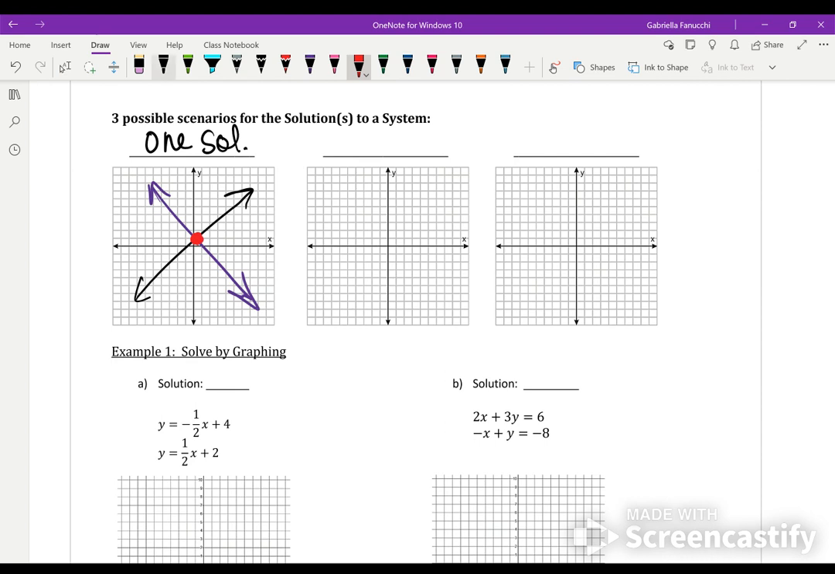The next type is there is no solution. So we have a line here and we have a line here. These lines are parallel. They're never going to cross. There's no solution to that system. And remember, if they're parallel, they're going to have the same slope.